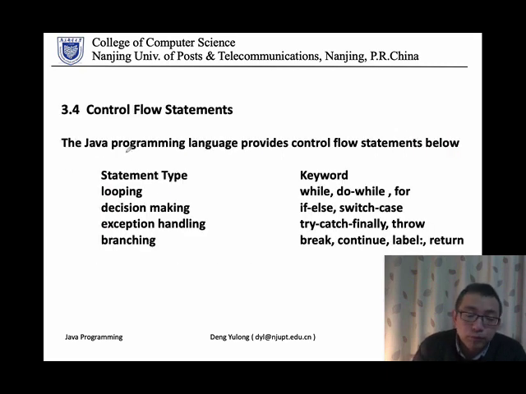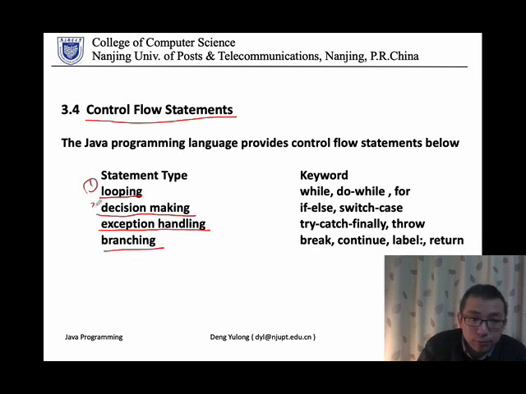Now we move on to the next section about control flow statements. Okay, control flow statements. Well, we have several types of control flow statements: looping, decision making, exception handling, and branching. Okay, we're talking about them one by one.